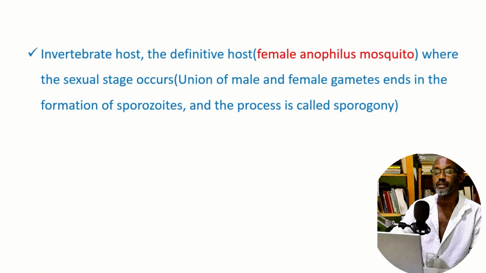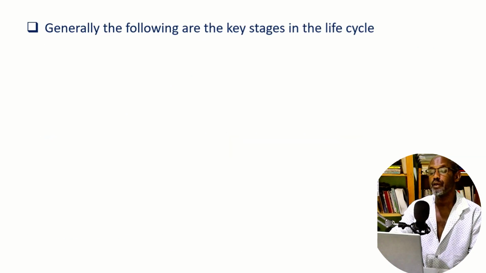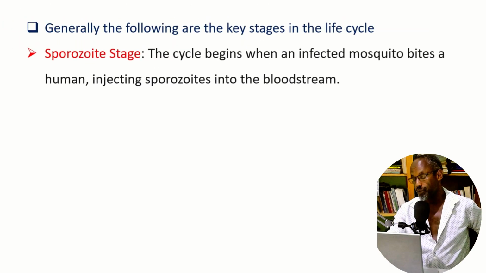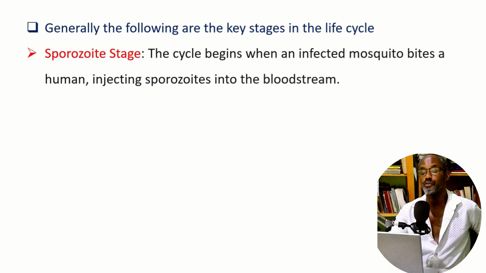Invertebrate host, which is also known as the definitive host, is the female Anopheles mosquito, where the sexual stage occurs, where union of male and female gametes ends in the formation of sporozoites, and the process is known as sporogony. And generally, the following are the key stages in the life cycle of Plasmodium. One is sporozoite stage. Let us start from this sporozoite stage.